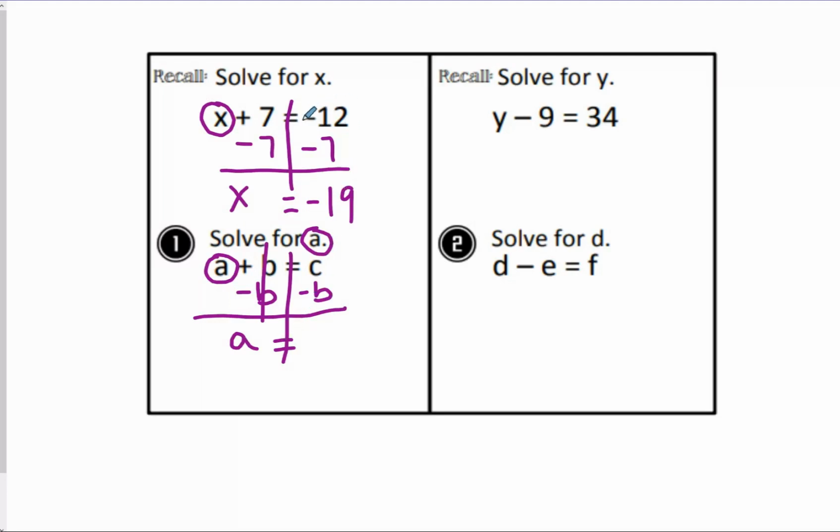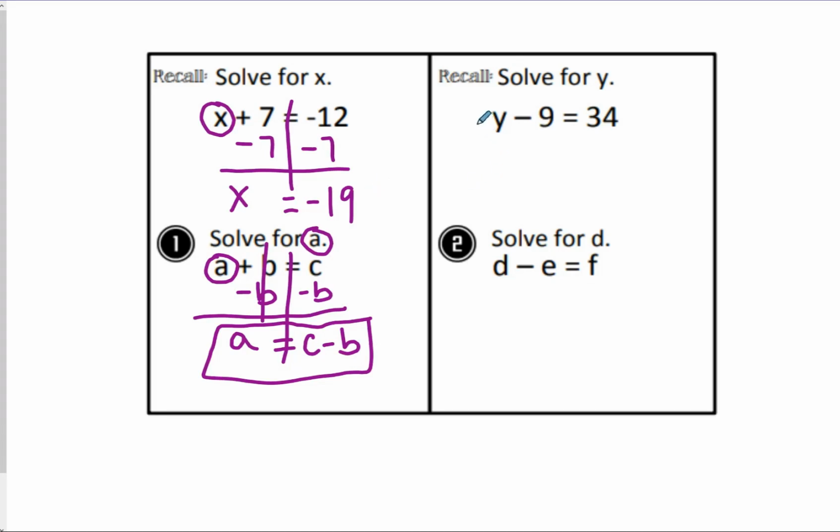Now up here, negative 12 minus 7 could be simplified to negative 19. However, in example 1, c minus b is not something that can be simplified. So we're simply going to rewrite it into our final answer. So we solved this literal equation, that's an equation with more than one variable, for the variable a by applying inverse operations. So it may look different, however, it's the same solving process you've been using.